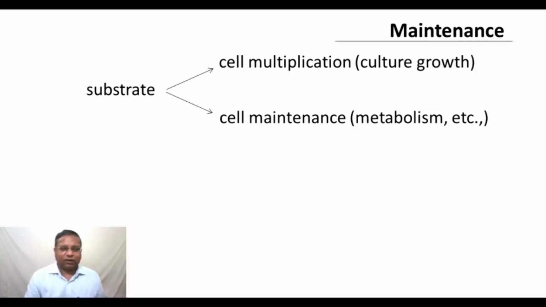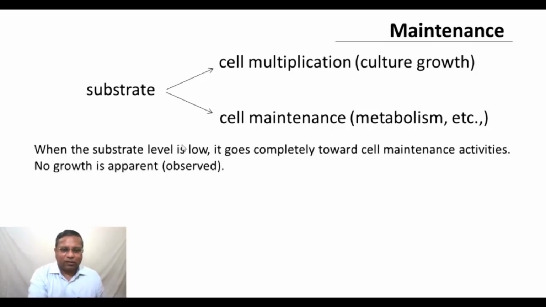Such processes, metabolism, transport, genetic processes, and so on, are called cell maintenance. So the substrate goes for cell maintenance, and once this is satisfied, then it goes for cell multiplication. We didn't consider this explicitly so far. We need to consider this because when the substrate level is low, it goes completely towards cell maintenance activities, and no growth is apparent. Apparent means observed. No growth is observed.